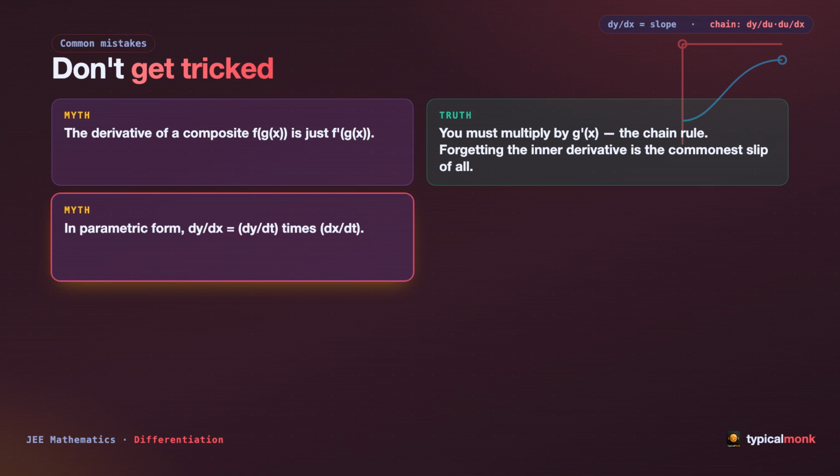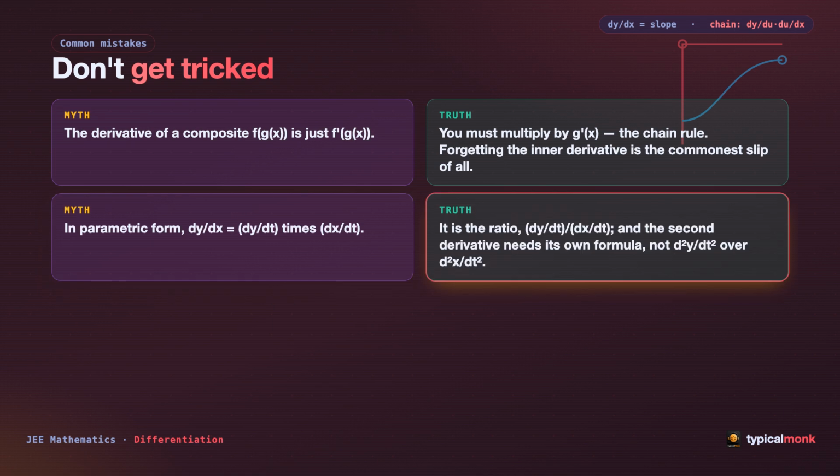The second myth: in parametric form, dy by dx equals dy by dt times dx by dt. The truth: it is the ratio dy by dt over dx by dt, and the second derivative needs its own formula, not d2y by dt squared over d2x by dt squared.